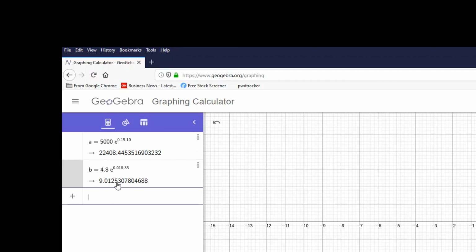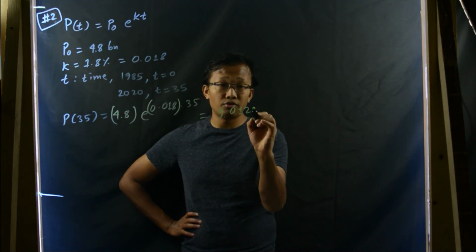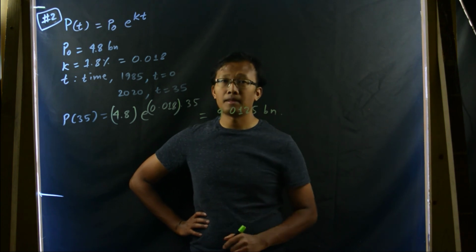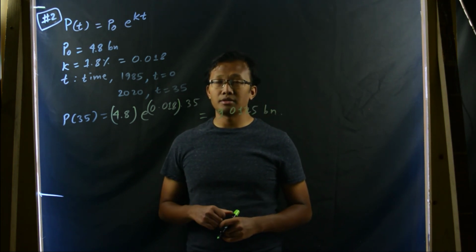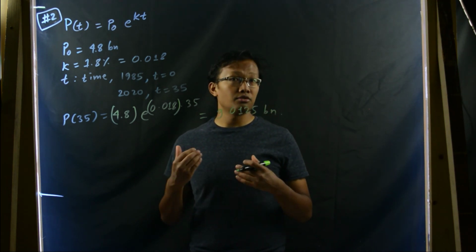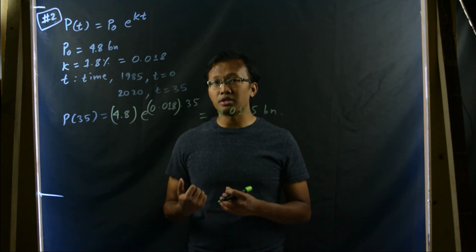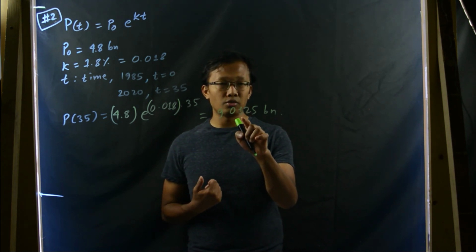slightly more than 9 billion. So after 35 years from 1985, that is in 2020, the estimated population of the world would be 9.01 billion.